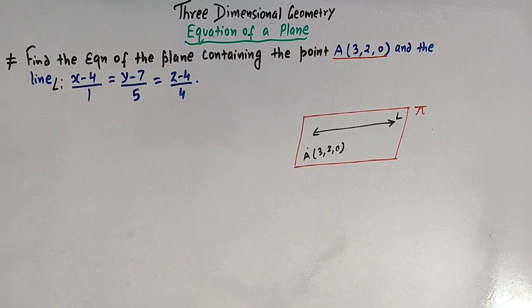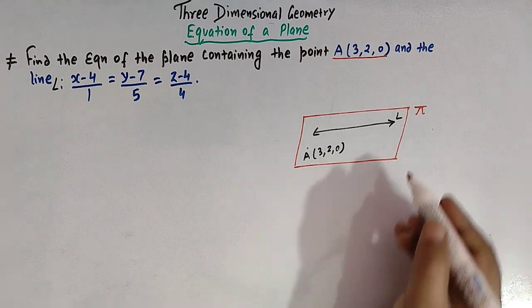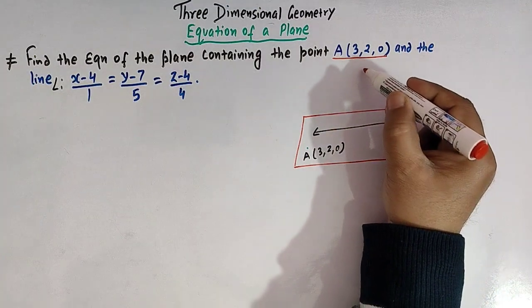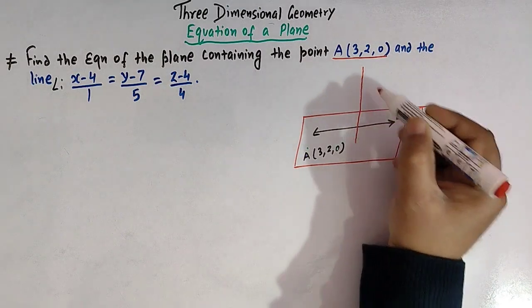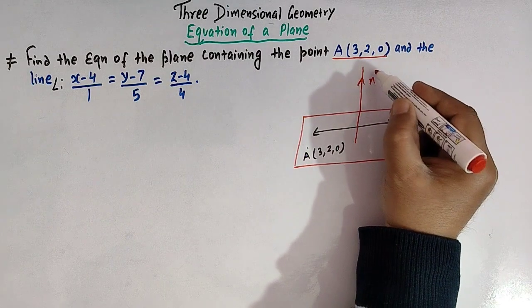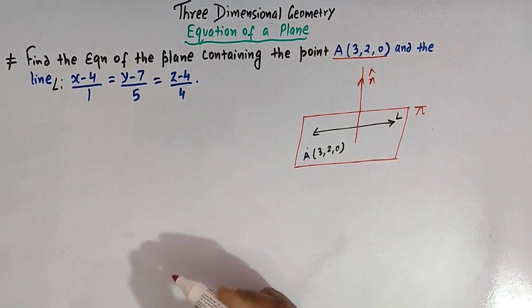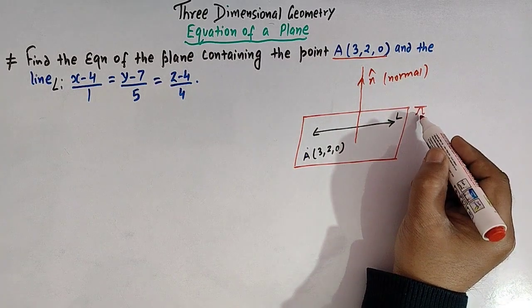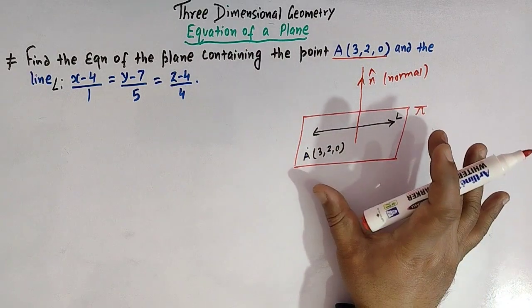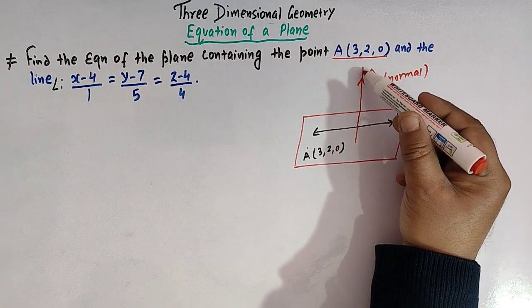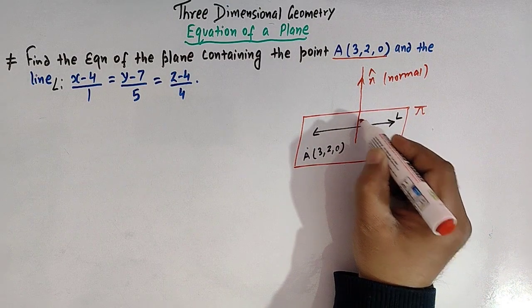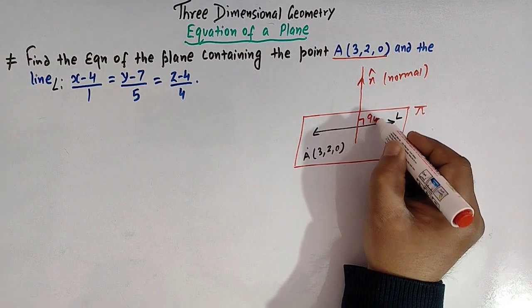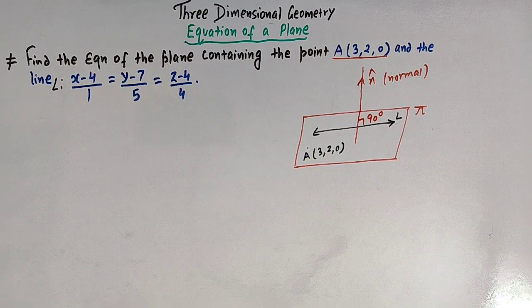Now see, suppose we have a plane pi, then the normal to this plane pi is like this. Then this is the normal vector. Let us denote it by n cap. So this is the normal vector to this plane pi. So now the situation is like this: this normal vector is perpendicular to this line L. So here this is the angle, that is 90 degrees.